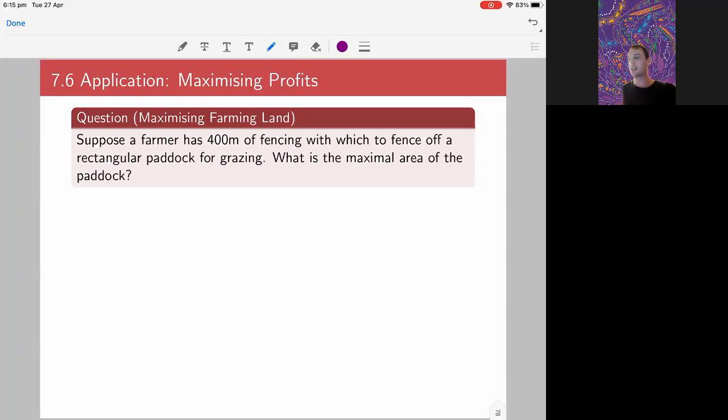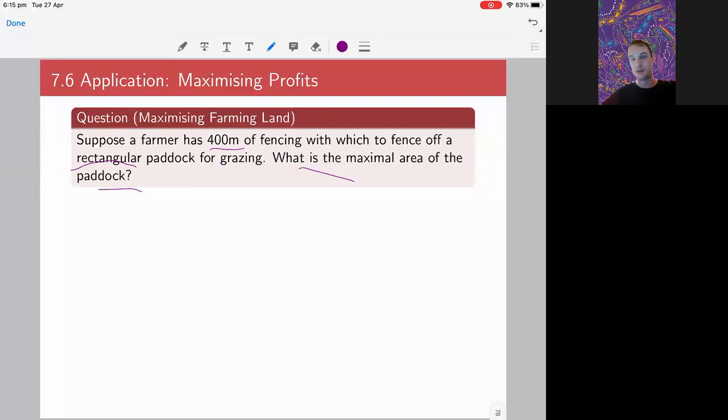So I really like this question because it's a geometry type question, and I like geometry. So the question is as follows. We've got a farmer who has 400 meters of fencing, and the idea is he's meant to use that fencing to produce a rectangular paddock for grazing. What is the maximal area of that particular paddock?